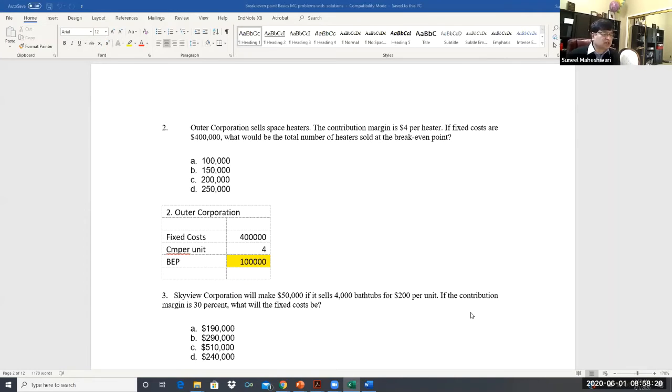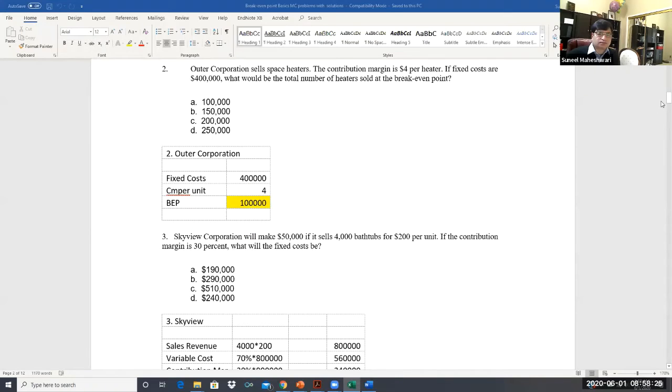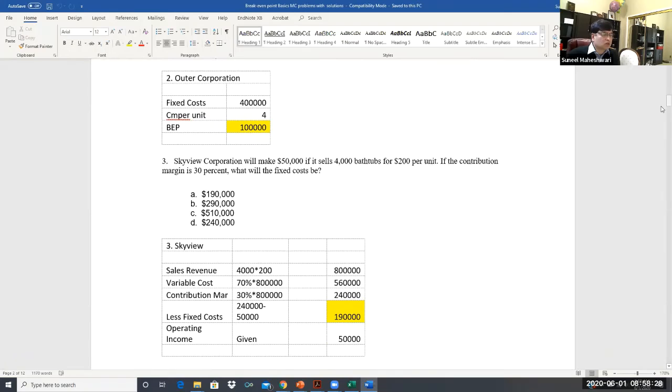Okay, so in this case, you've got 4,000 bathtubs, 200 is the selling price, so your total is 800,000. Variable cost is 70% because your contribution margin is 30%. So your contribution margin is a total of 240,000. It tells you that your given income is $50,000. So if you put an X over here, 240,000 minus X is equal to 50,000. What is X equal to?